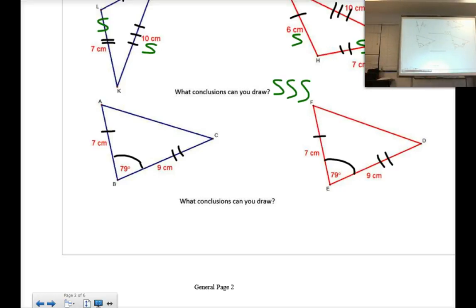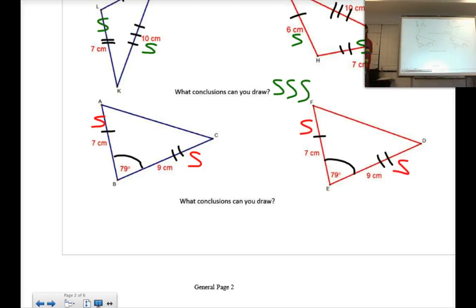Everybody got the same tick mark as mine? That's fine. You could have done 2 on the 7 and 1 on the 9. That's fine. Okay, so now I want to label sides and angles. So is 7 a side or an angle? Side. What about the 9? Side. I'm going to do the same thing over here in this triangle.